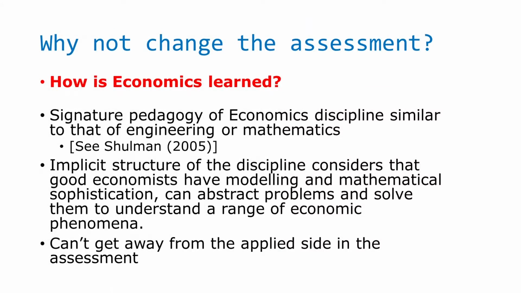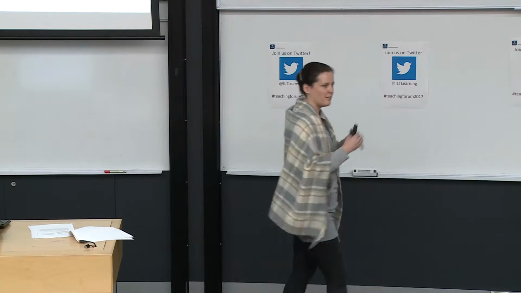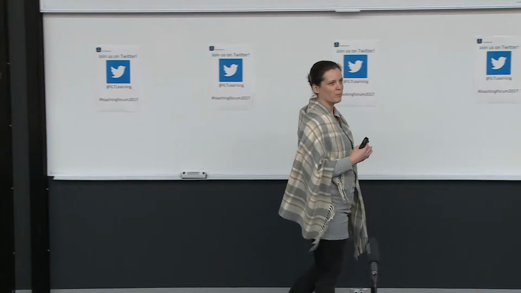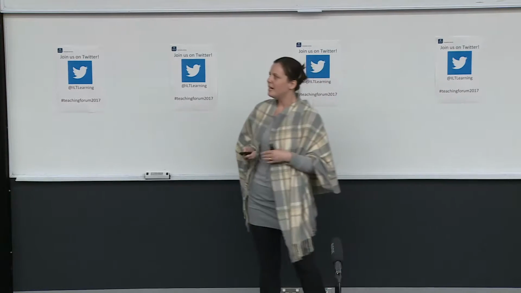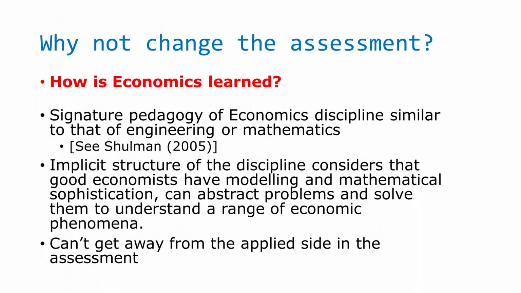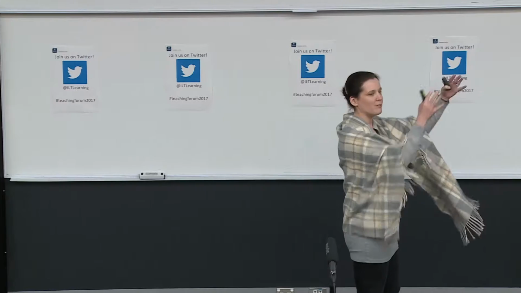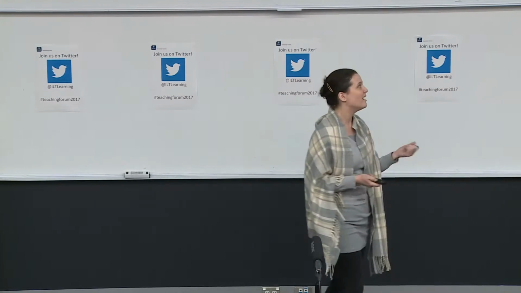In looking at Shulman's paper, 2005, he describes this engineering lecture where there's a lot of scribbling on the board and the students kind of have to copy it down, and it's all about solving problems, and economics is very much like that. It comes from the idea that we want to instill in students, as good economists, this capability for abstraction, for modelling. You've got to manipulate models, work with models and apply given cases to models in order to be able to do that. So we can't really get away from the applied side in the assessment.